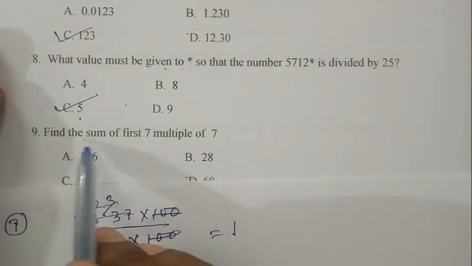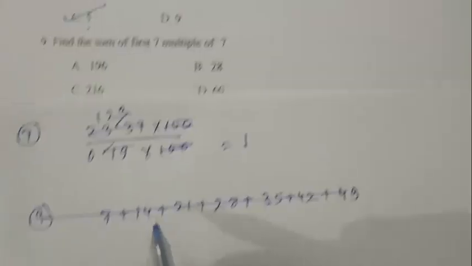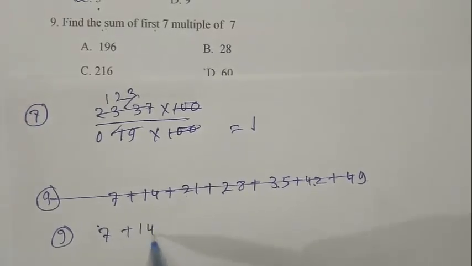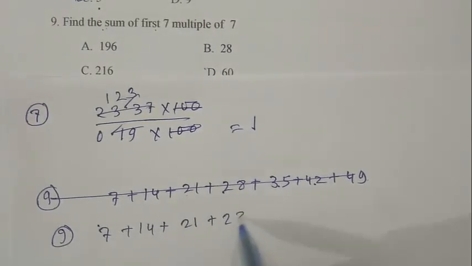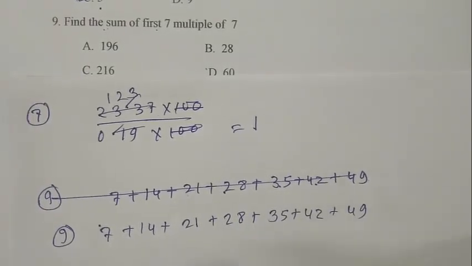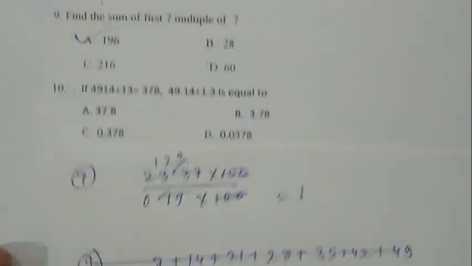Question number 9. Find the sum of the first 7 multiples of 7. So first we write the numbers: 7 plus 14 plus 21 plus 28 plus 35 plus 42 plus 49. We add these all, we get 196. A is the correct answer.